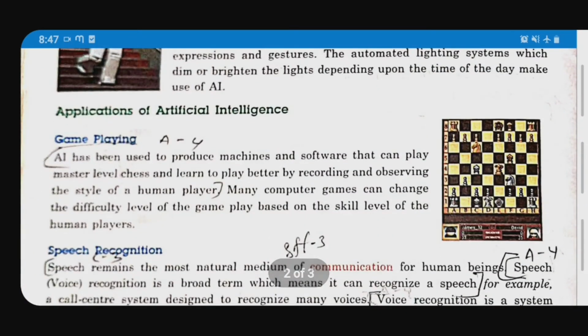Nowadays you can see so many games are provided to us. So artificial intelligence also gives us so many artificial games which we can enjoy.